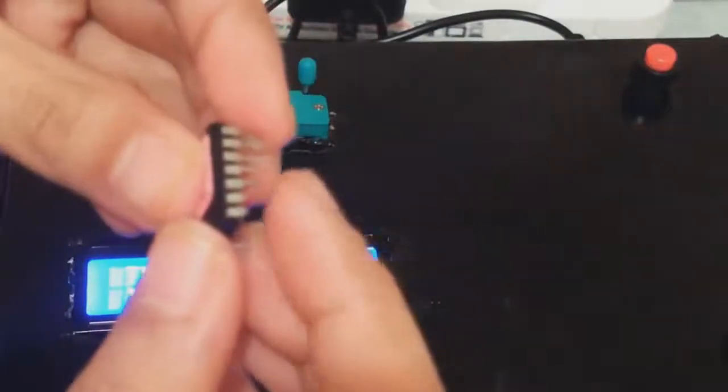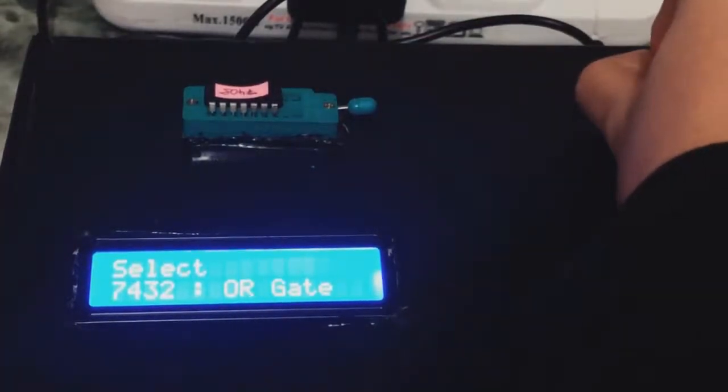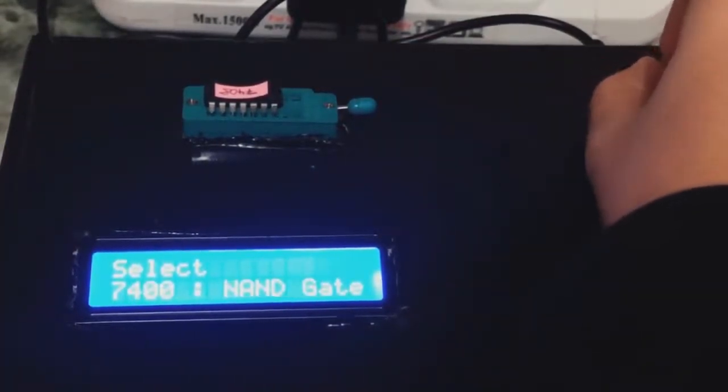And for the last part, we cut the pin of the IC to check whether the IC is working or not. Supposedly the IC is not working since the pin number is not generated. So we insert the IC and we can choose the IC. The IC gate is checked for the first one, okay.